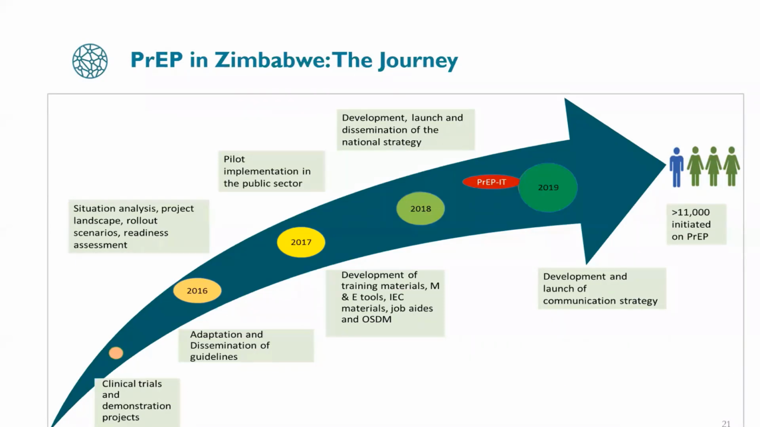And within that period, we also had a chance to use some of the tools that were developed with support from OPTIONS, including the landscape analysis, rollout scenarios, and readiness assessment. And then in 2018, we launched our national PrEP implementation strategy. We are currently in year 2 of implementation. More recently, we have launched the comprehensive HIV communication strategy, which also looks at communication for PrEP. And as of now, we have over 11,000 people.